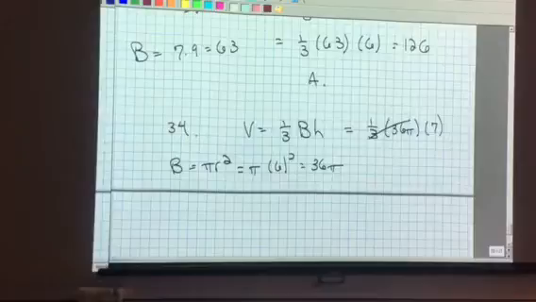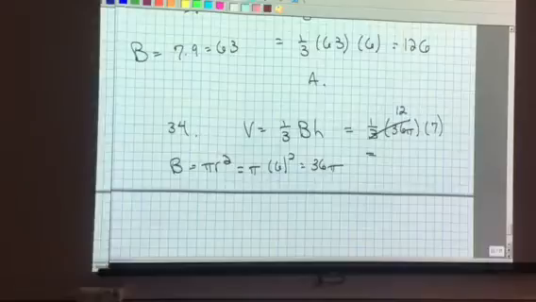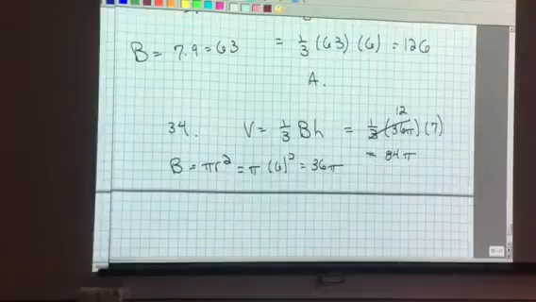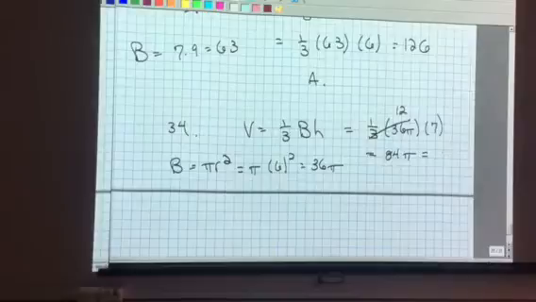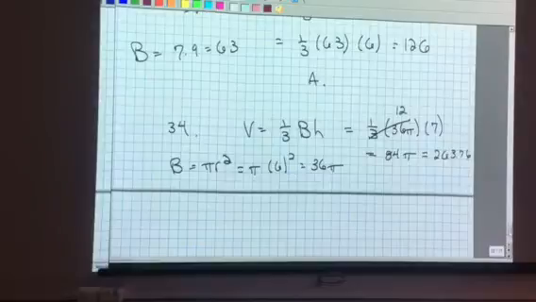So 1/3 of 36 is 12, because 36 divided by 3 is 12. 12 times 7 is 84 pi. And then they want us to use 3.14. So when we multiply 84 times 3.14, you get 263.76. And the answer is A.